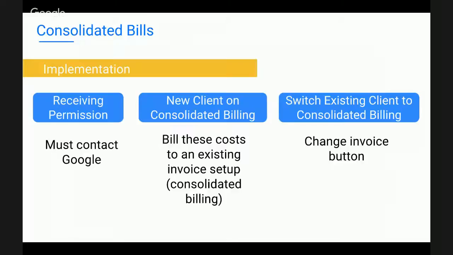Okay, so setting up consolidated bills. If you want to be whitelisted, you've got to talk to us. If you haven't been whitelisted, you can give us a call as well, and we'll go ahead and put all of those accounts on one invoice for you. And it's going to get billed to an existing setup. Once you are whitelisted for consolidated billing, it's super easy to go in and put any accounts on a consolidated bill that you already have created. It's just a change invoice button. And we can go ahead and find further resources if you guys have any questions about that.